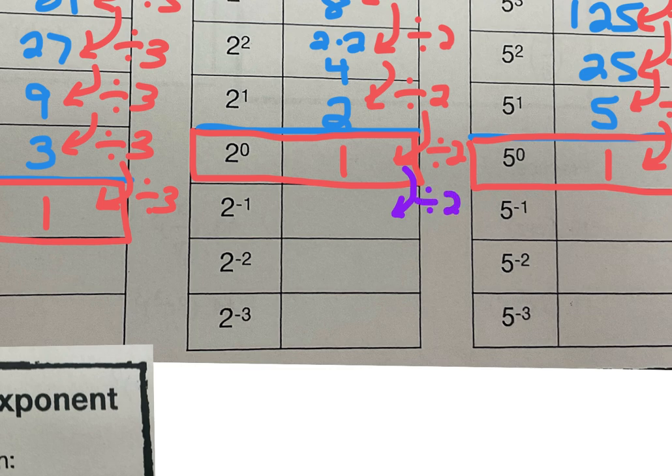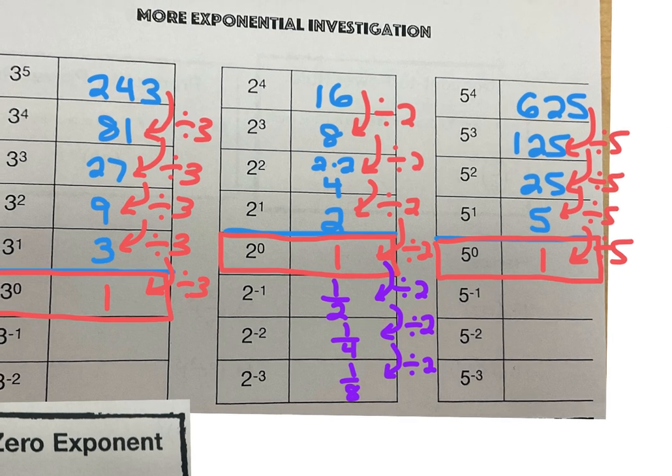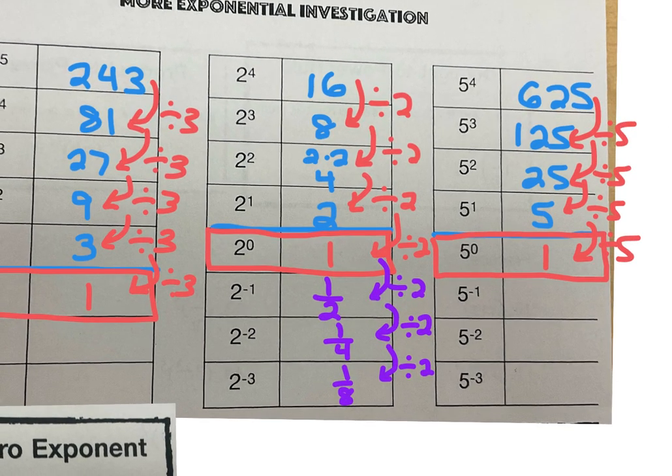If I take 1 divided by 2, I get 1/2. If I continue that pattern again, 1/2 divided by 2 is 1/4. If I continue that pattern again, 1/4 divided by 2 is 1/8. Now, let's look at that whole table of our powers of 2. Take a moment. Do you notice anything? Go ahead and pause the video.